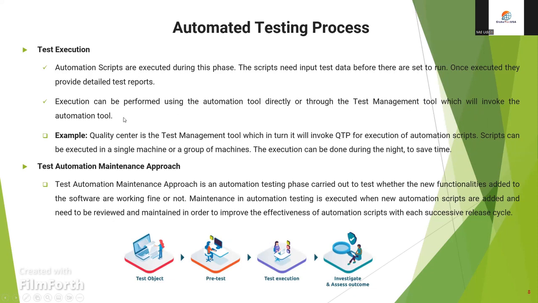Clear? As an example, you have Quality Center, which is the test management tool, and QTP is the automation testing tool. So one is QC, Quality Center, a management tool, and QTP is the automation execution tool. You can relate this QC with QTP and keep all your test scripts in Quality Center. But when you're running, Quality Center will invoke QTP for the automation script run, and it will be executed on a single machine or a group of machines.